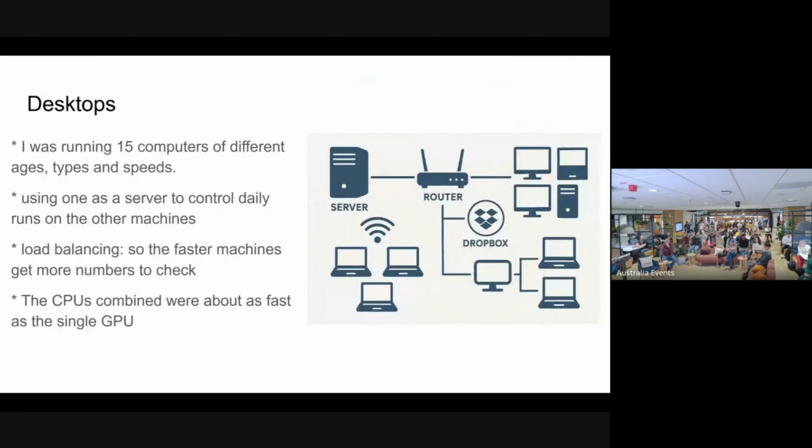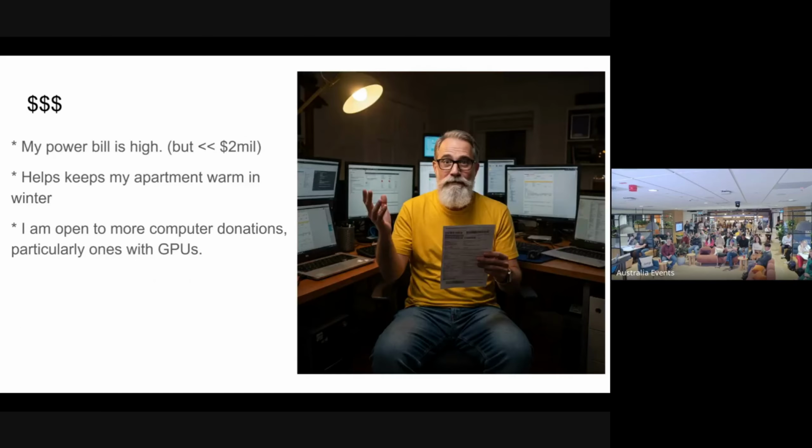So anyway, I've got all this running. I've got 15 different computers, all different speeds. One's a server sending out the numbers to all the other computers and over Dropbox and everything. And I've got my load balancing, so the faster machines get more numbers, and it all goes around. And by doing all of this, all of these CPU computers were about as fast as the single GPU. So I've managed to double my capacity here.